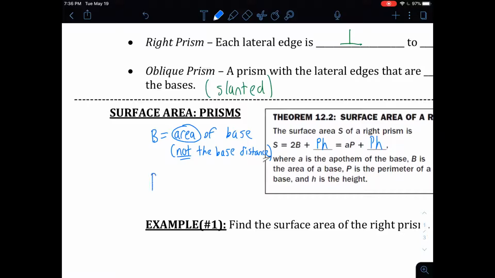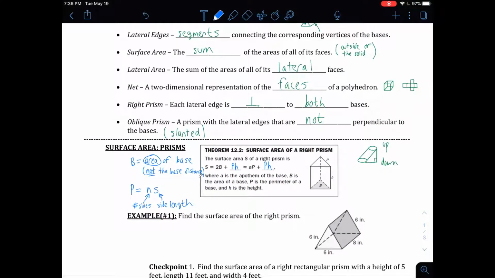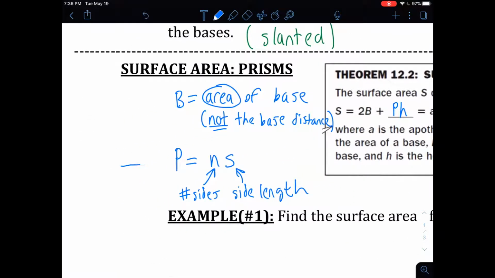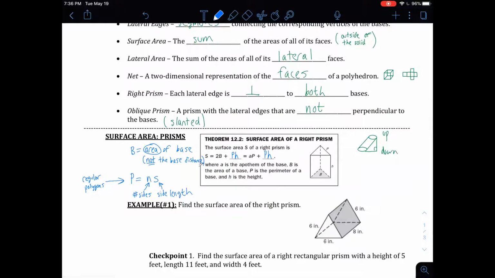And then the formula for perimeter is N times S, or NS. So this is the number of sides, and this is the side length. Sometimes you already know the perimeters of different shapes, and you don't need to worry about the number of sides times side length. I think this only applies to regular polygons. It's really bothering me how bad I wrote that. That's regular polygons, though.